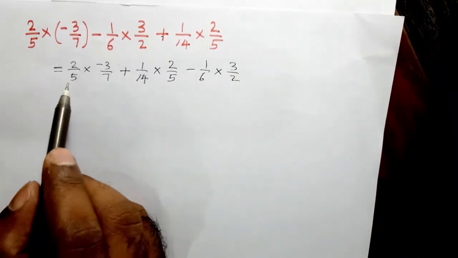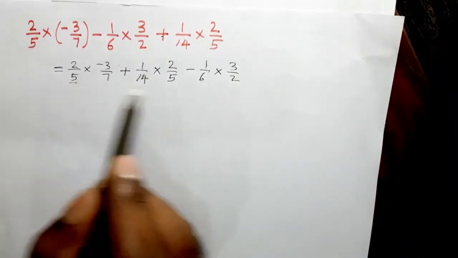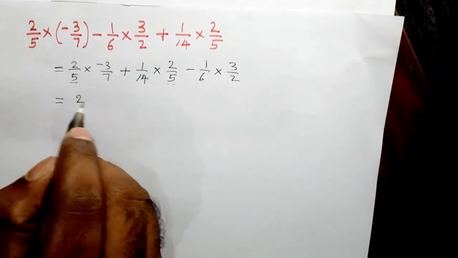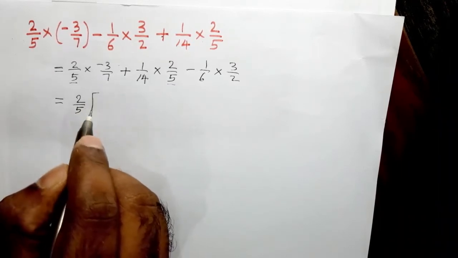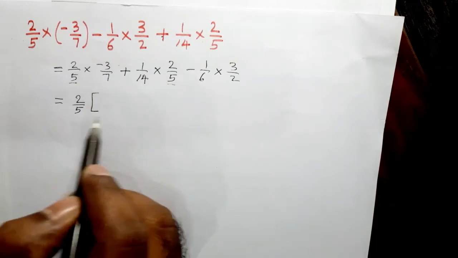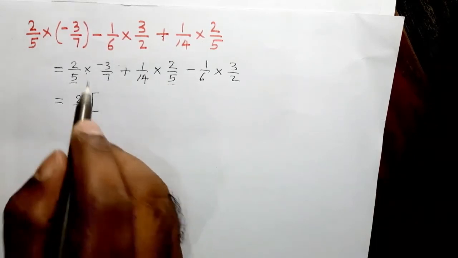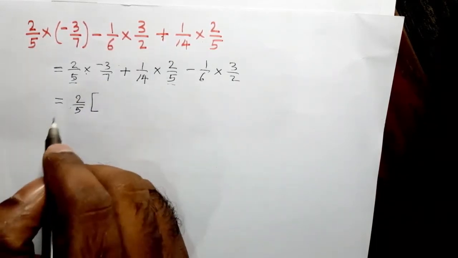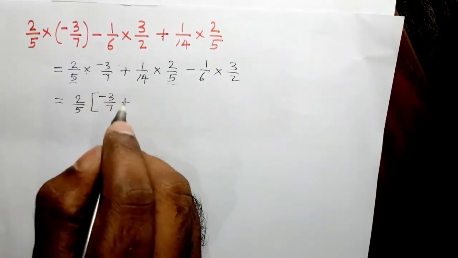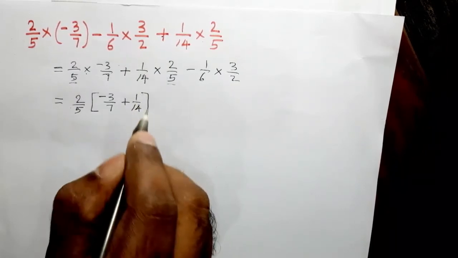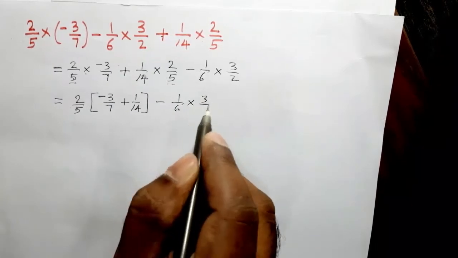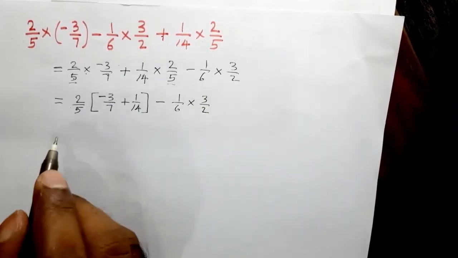Now as we did previously, this common 2 by 5 and this common 2 by 5 we can take outside. So we get 2 by 5 into, when we take it outside, the remaining terms go inside, so we mention the bracket. So 2 by 5 into, this 2 by 5 and this 2 by 5 are commonly written here. The remaining minus 3 by 7 and this plus 1 by 14 are written inside the bracket, minus 1 by 6 into 3 by 2. Now we can try to solve this.